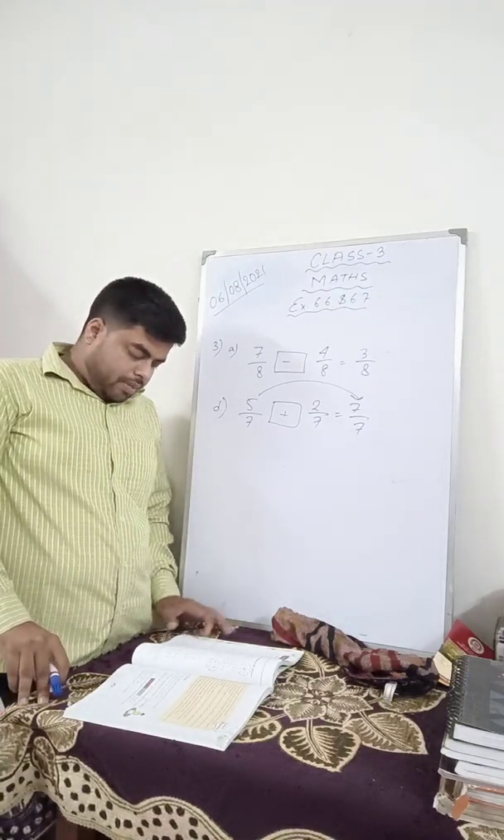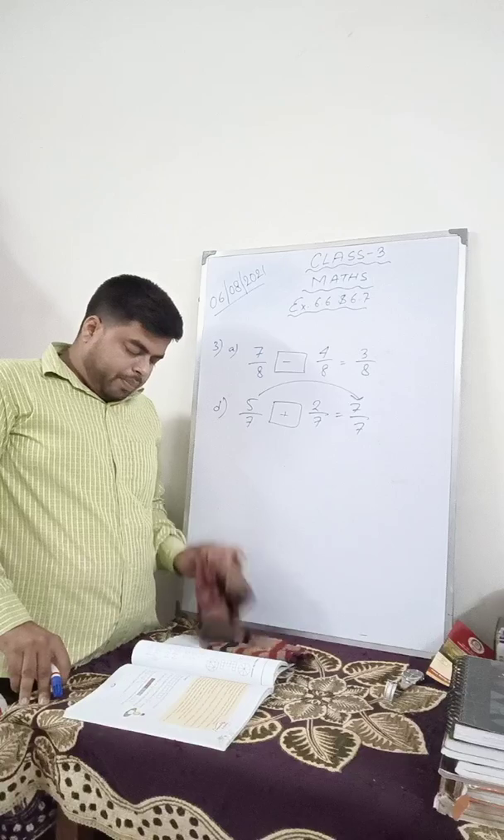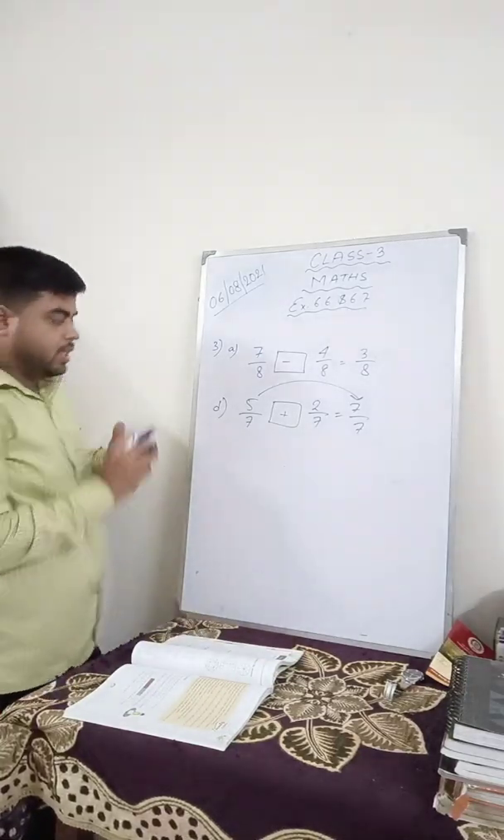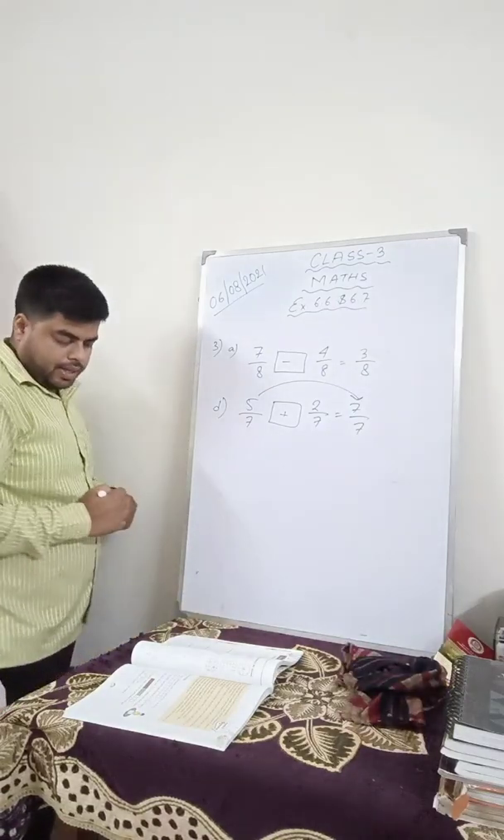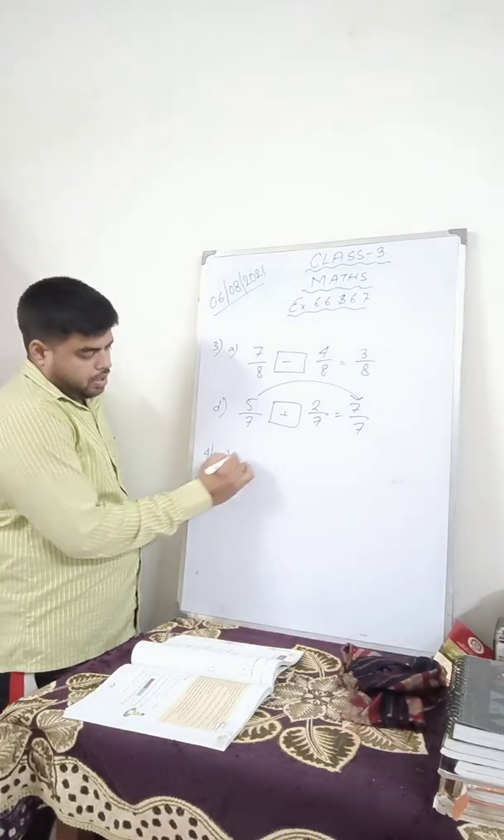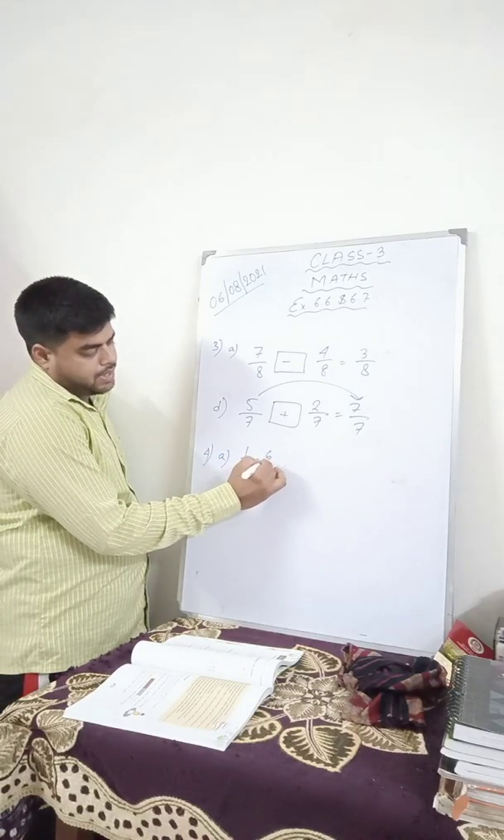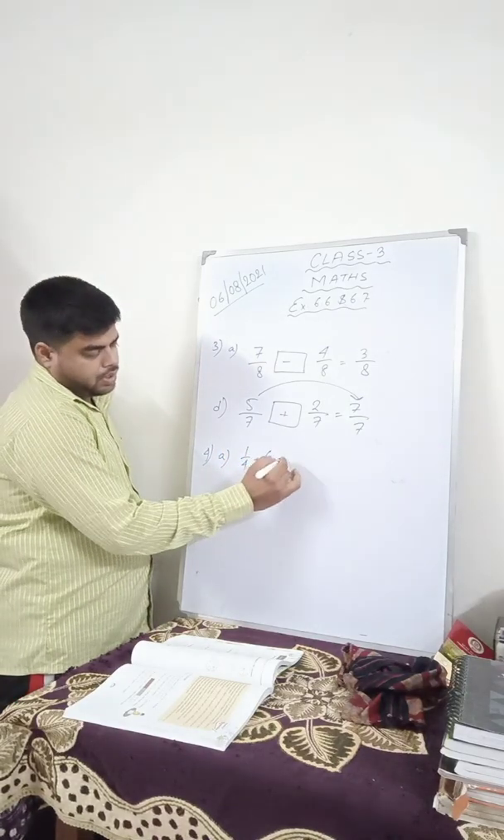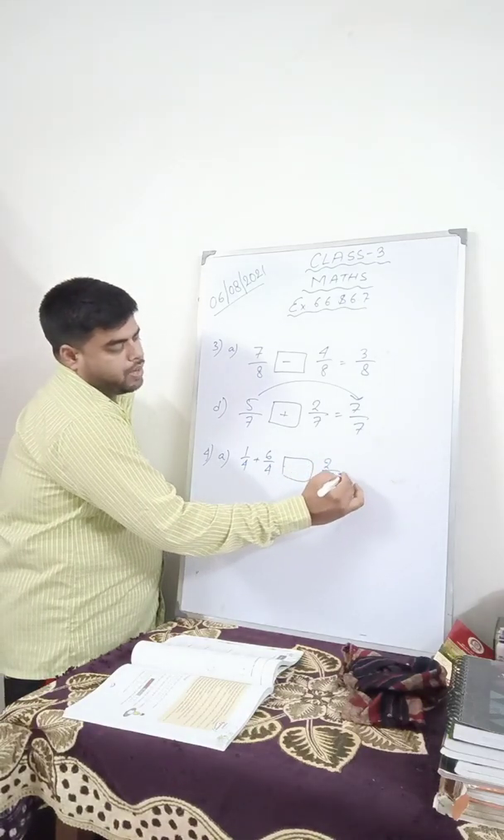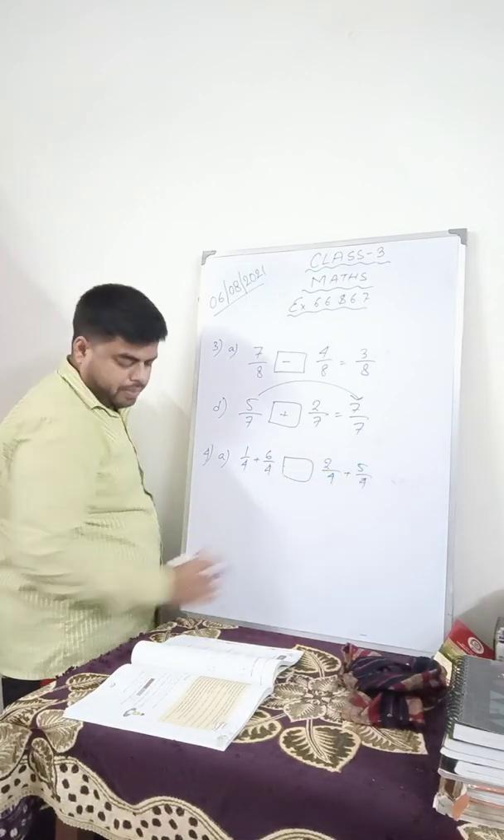Now, in question number 4, they have said compare the following and fill in the blank. Fill in the boxes with the greater than, less than, or equal to symbol. Let us do one. Question number 4A. 1 by 4 plus 6 by 4, and 2 by 4 plus 5 by 4.